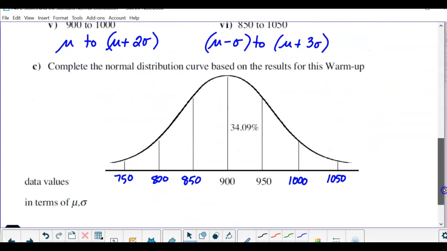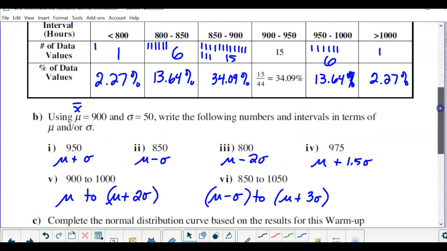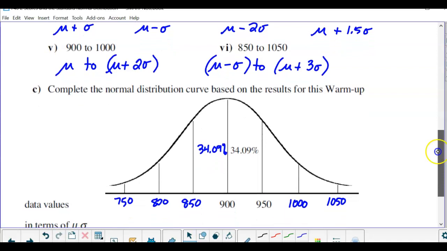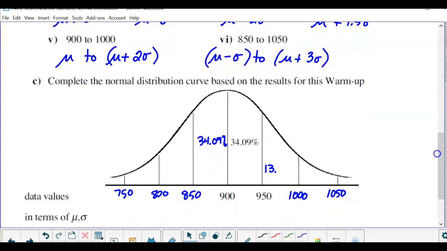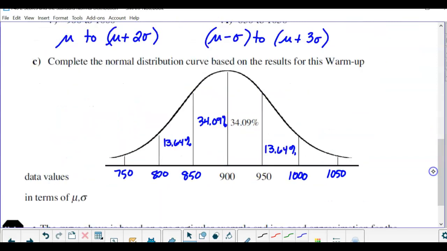So you can fill this in, 34.09%. Then from 950 to 1,000 was 13.64%. Same on the other side. And then 2.27%. And the next one.